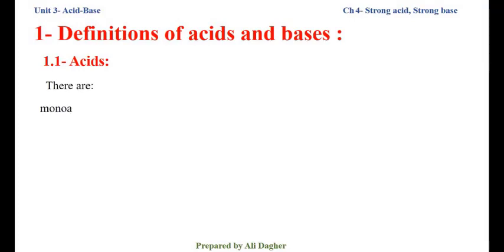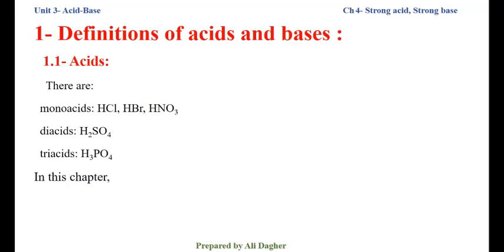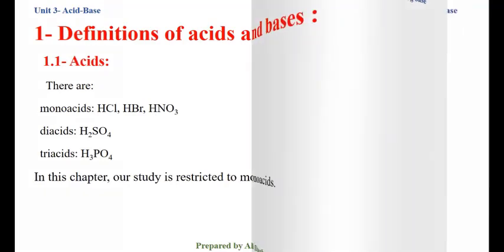There are monoacids, for example HCl, HBr, HNO3, that give only one hydrogen ion. These are called monoprotic acids. And there are diacids or diprotic acids, for example H2SO4 that gives two H+ ions, and triacids like H3PO4. In this chapter, our study is restricted to monoacids or monoprotic acids.